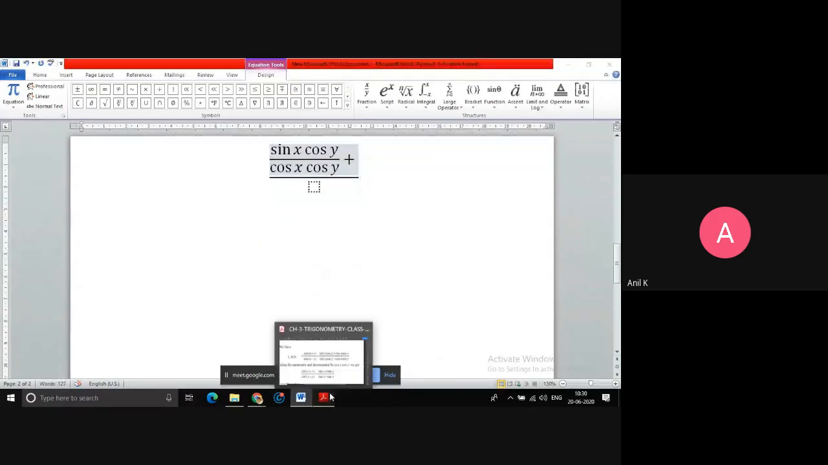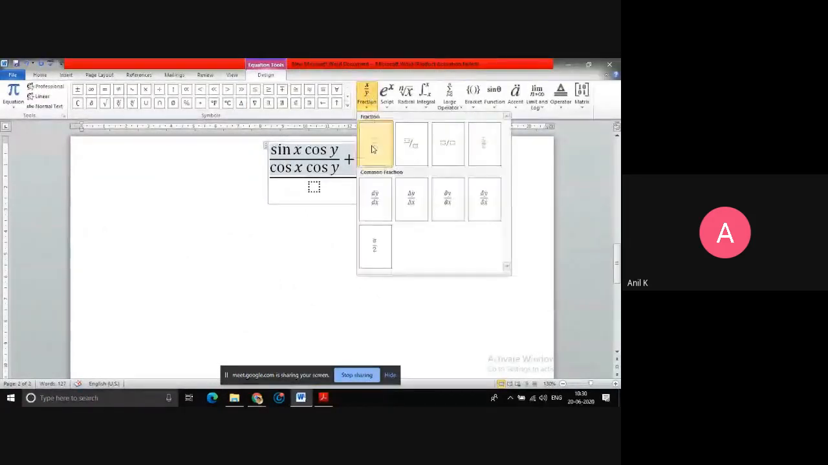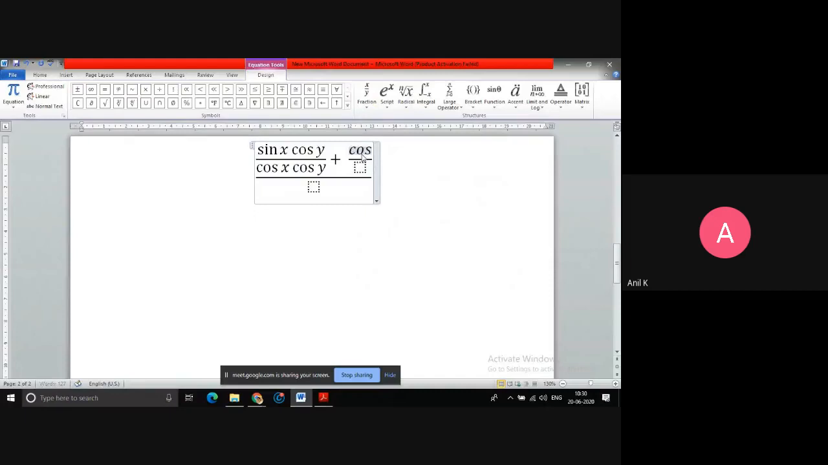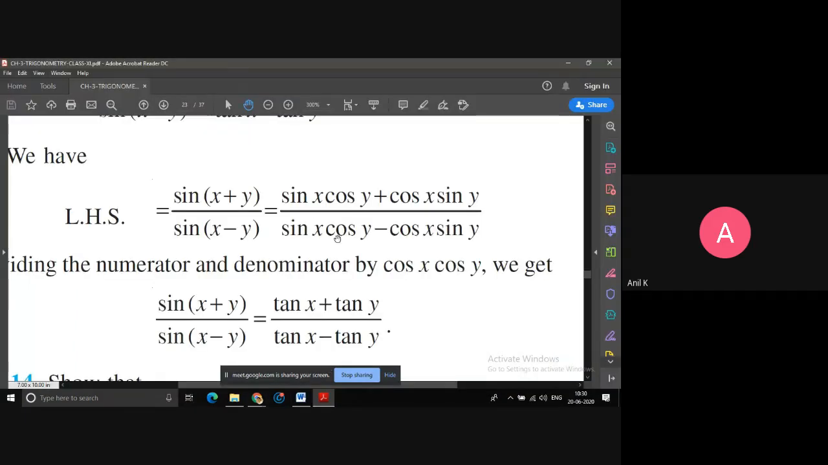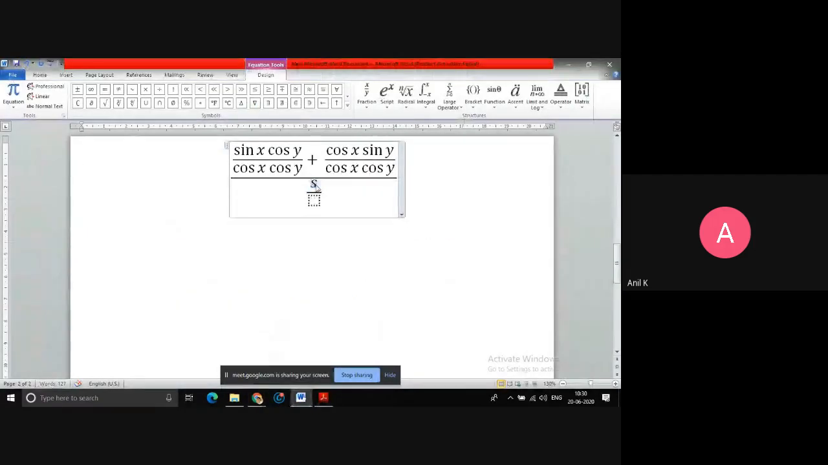Plus, now what is the next term in the numerator? This is cos x sin y. So let me put it here as a fraction again. This is cos x sin y, and the denominator is again going to be divided by cos x cos y. And here you have sin x cos y, and the denominator is again cos x cos y, because each and every term I am dividing by cos x cos y.